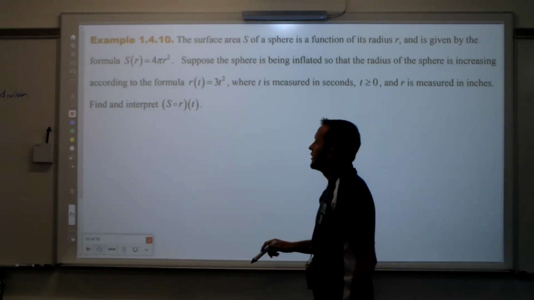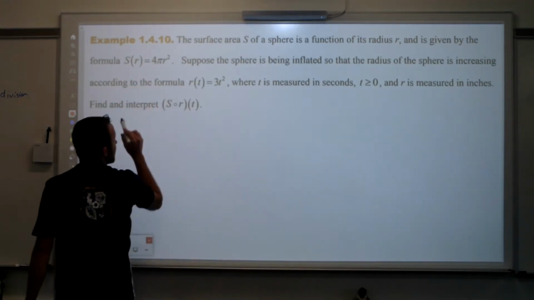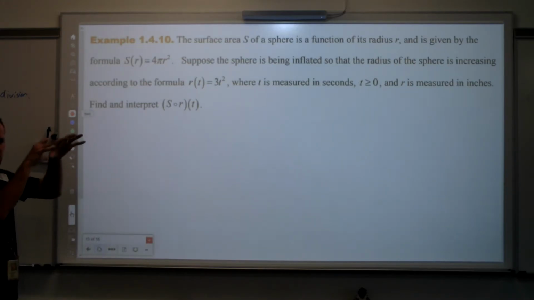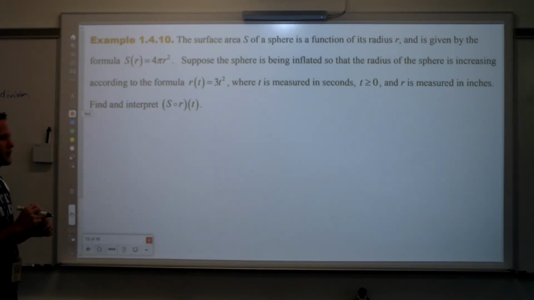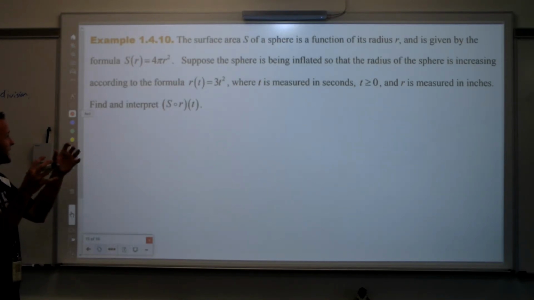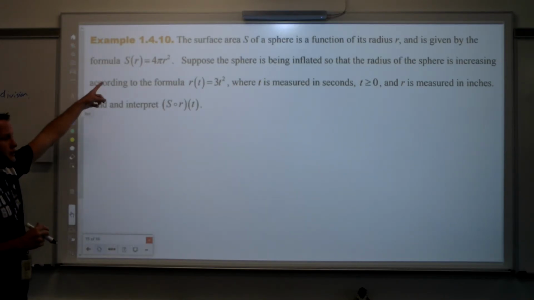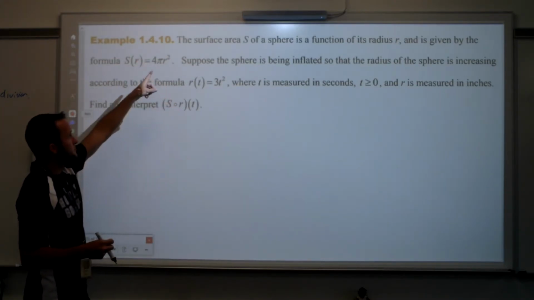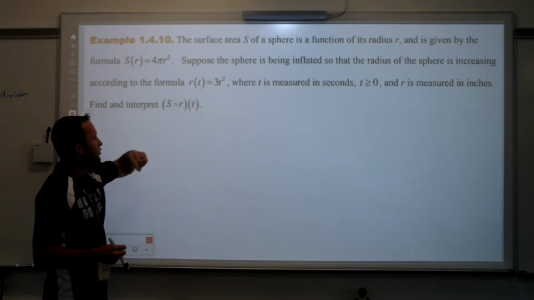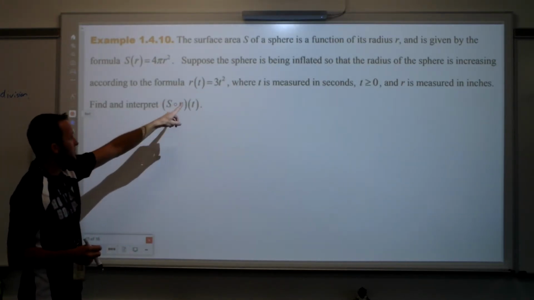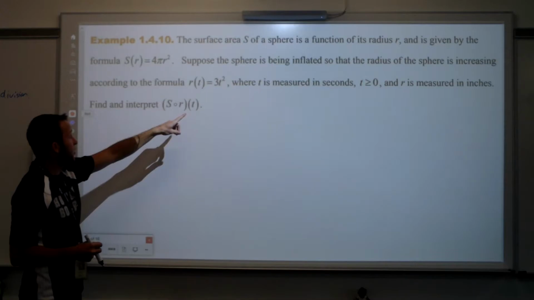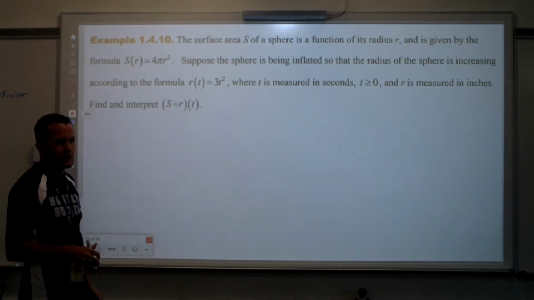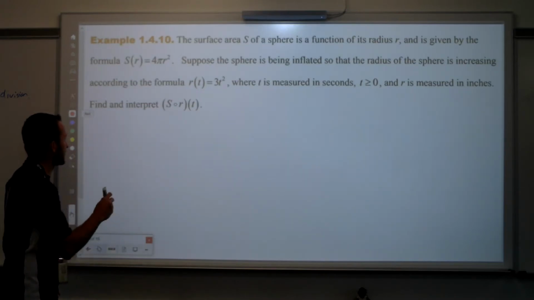So basically, the surface area of this sphere, think of a balloon, but it's a sphere, not a weird shape like a balloon, but just a sphere. It's being inflated, and this is the surface area depending on r. Well, our r is depending on time. So what this is asking us to do is a composition where now we can figure out the surface area based on the time. We don't really need to worry about the radius. It's kind of like the middleman, and we're cutting it out, okay?